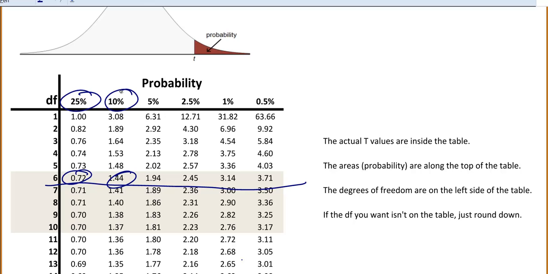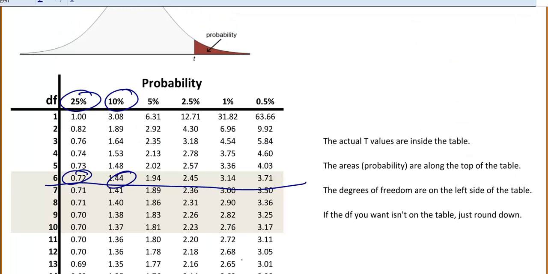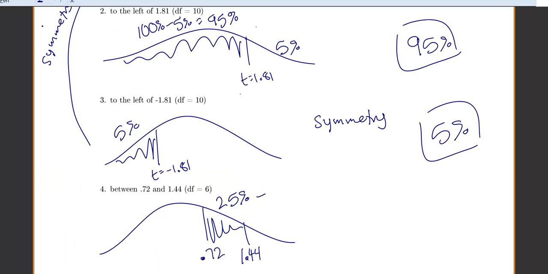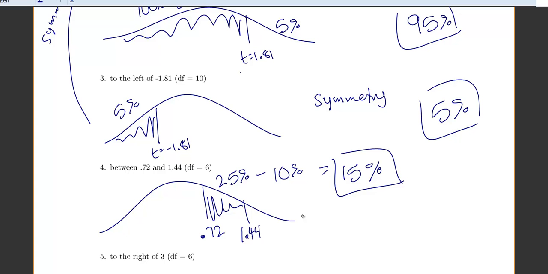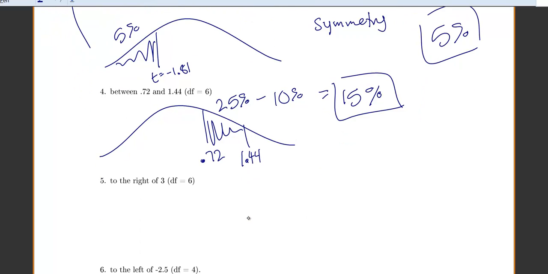Which means that we have two percentages, 25% and 10%, and we're going to subtract them just like we did before with the normal table. So 25% minus 10% equals 15%. So if we want the area in between two numbers, you have to subtract the two areas.